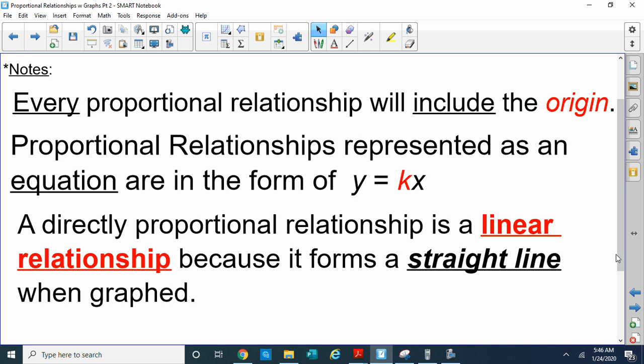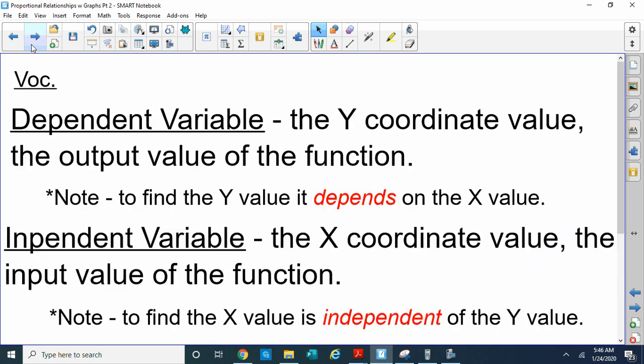A directly proportional relationship is linear. It's a linear relationship. That means it's a line, so it's a straight line. When graphing, if you notice the word linear, the first four letters spell line. So we're looking at lines, and they have to be straight in order to be proportionally related.